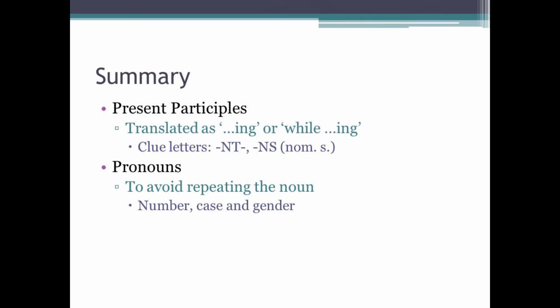So we've now covered stage 20 of the Cambridge Latin course. So let's summarise. Present participles. Being verbal adjectives, present participles provide extra information about what the noun is doing in a sentence. They are translated using a word ending in -ing or "while something", and the clue letters to watch out for are NT in the middle of a present participle or NS at the end of the nominative singular form. And finally, pronouns. They're used to avoid repeating the noun, and they have to agree in number, case, and gender to the noun that they refer to.